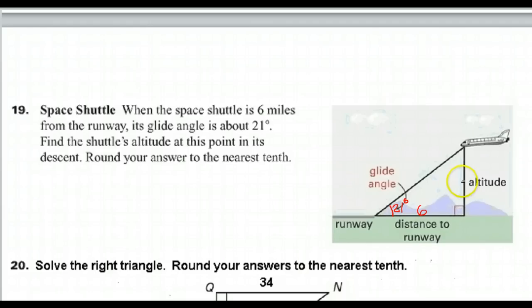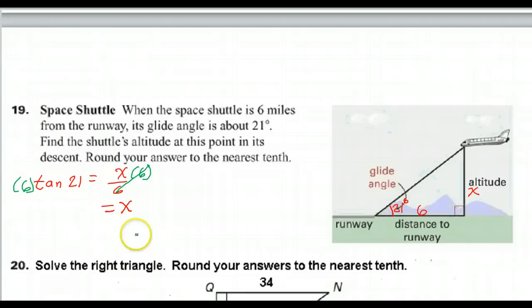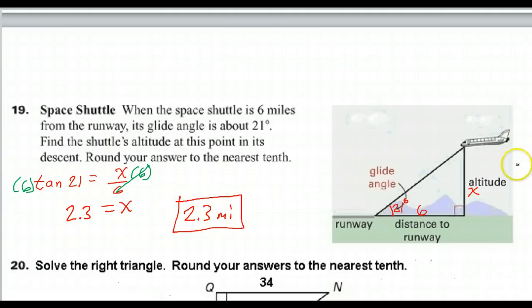And of course, here's the altitude over here, which we can call x. So looking at the x and the 6, that's opposite and adjacent. So it looks like we're about to do the tangent function. So we could do tangent of 21 is equal to x over 6. If we solve this, this will give us our altitude. We will solve it by multiplying both sides by 6. The 6s are going to cancel out. So that tells us that the altitude x is 6 tangent 21, which is 2.3. These are miles, so 2.3 miles is the answer to number 19.